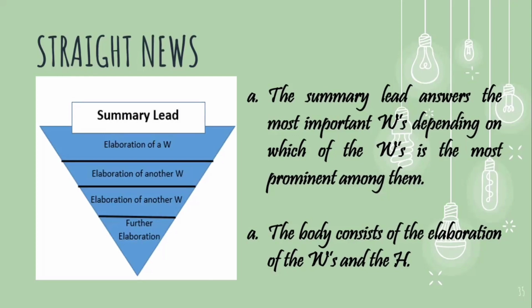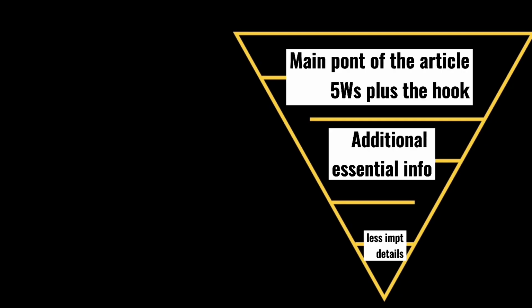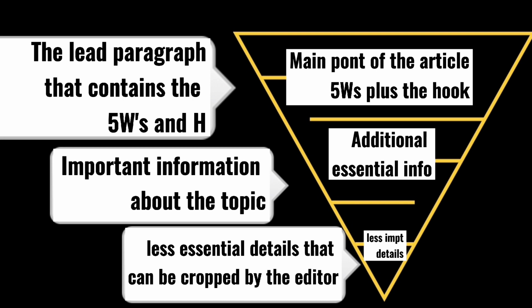By the way, what is the inverted pyramid in news writing? The upper portion is the main point of the article, which contains the 4 W's plus the hook. It is the lead paragraph that contains the 5 W's and H. The middle portion is additional information or important information about the topic. And the last part is the less important details that can be cropped by the editor to fit in the newspaper without losing its meaning.